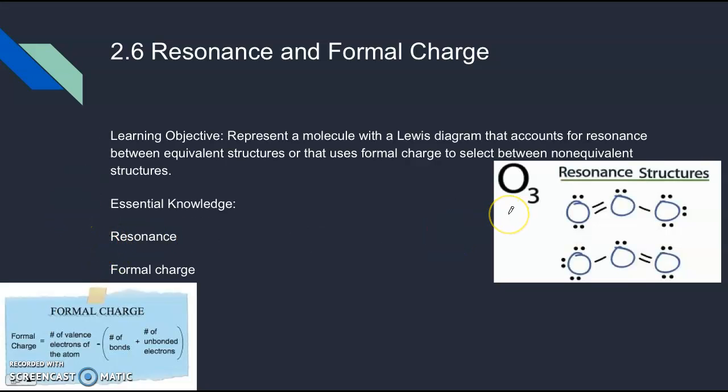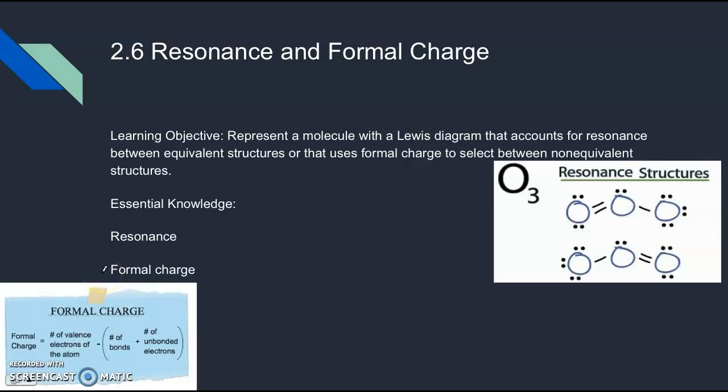And resonance happens when you have a mixture of single and double bonds. What happens is the double bond just moves from place to place. It resonates back and forth. So if you're asked to draw resonance structures, you just draw the same structure, you just move the double bond around from place to place until you get all the different possible combinations. In this case, there's only 2 different combinations for O3, ozone.